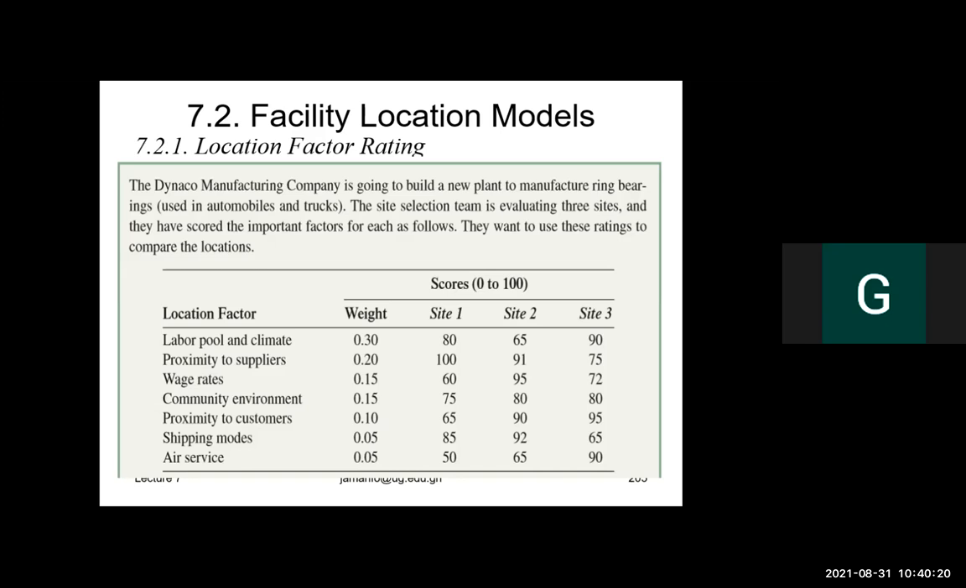Weight is 0.15, site one is 60, site two is 95, site three is 72. Community environment, weight is 0.15, site one is 75, site two is 80, site three is 80. Proximity to customers, weight is 0.10, site one is 65, site two is 90, site three is 95.